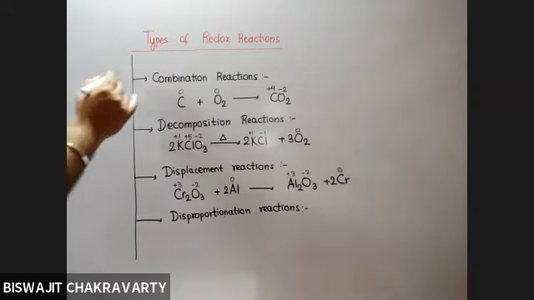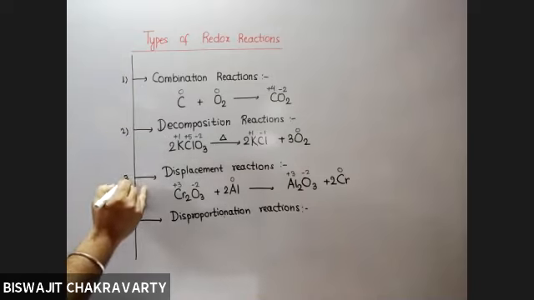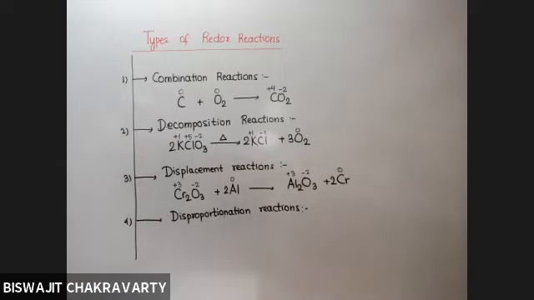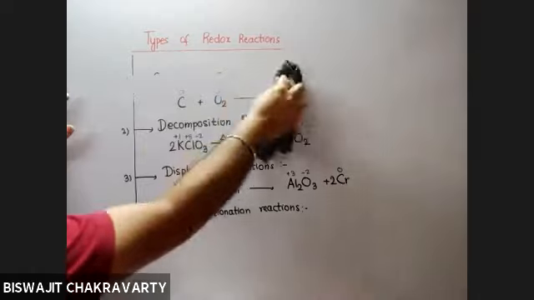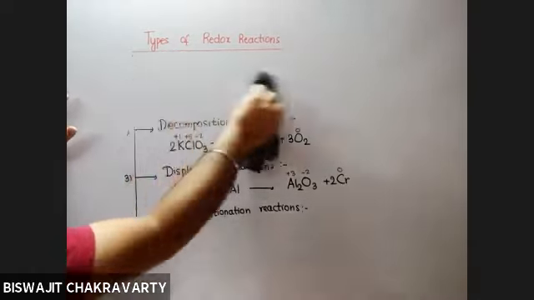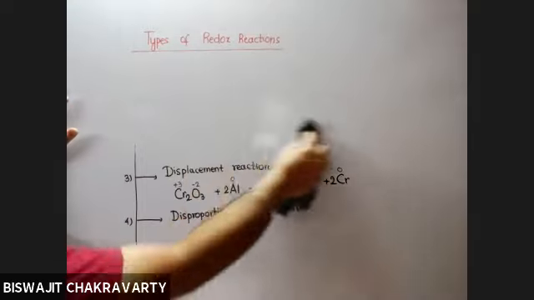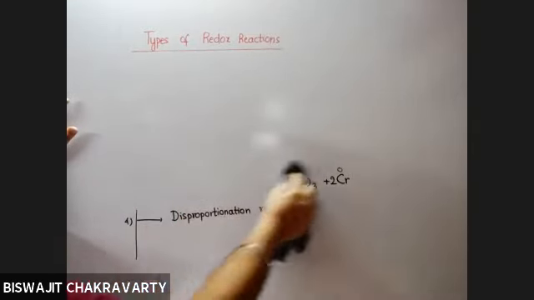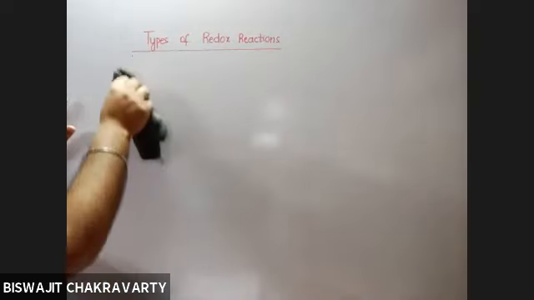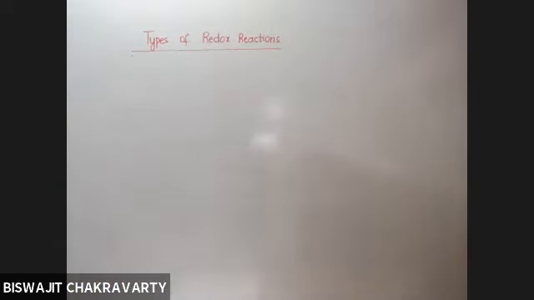So there are 4 types: 1, 2, 3, and 4. So I will now give you the details of what is disproportionation reaction. Have you written the first three? Yes, sir. Okay. So the disproportionation reaction definition is very important, and examples are equally important. What is disproportionation reaction? So there are certain redox reactions where the same substance undergoes simultaneous oxidation as well as reduction.